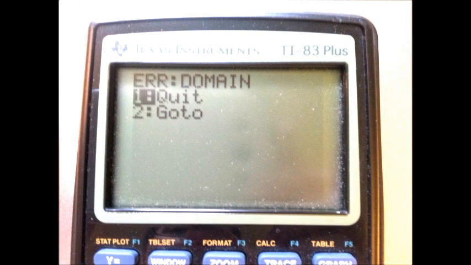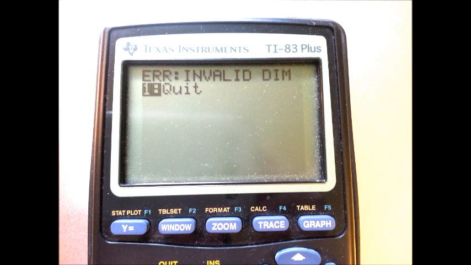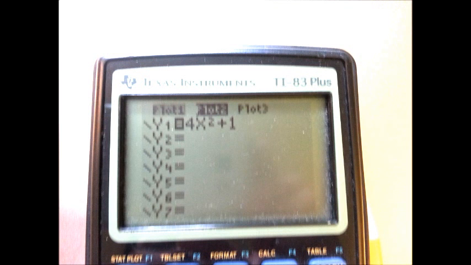You've asked the calculator to do something impossible, but more likely in our trigonometry unit working with sine, cosine, and tangent. Let's imagine that we're graphing and our calculator gives us an invalid dimension error. This is often because of these plots at the top of your y equals screen that have black boxes around them. So we need to turn the plots off. Arrow up until your cursor is on top of the black box and push enter so that it's turned off.